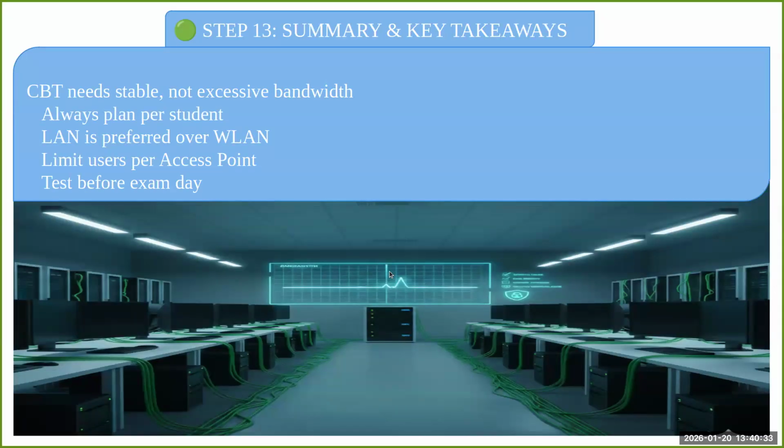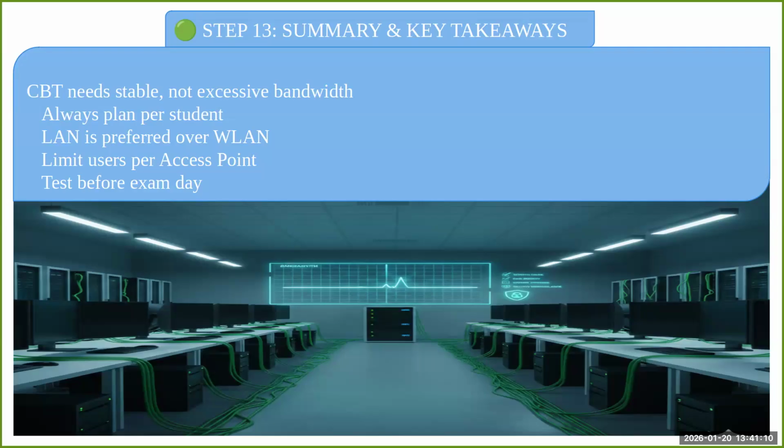Now, summary and key takeaway. CBT needs stable, not excessive bandwidth, but stable. Always plan per student. LAN is preferred over WLAN, but in our case, we must have WLAN because we are going to use the classes. Limit users per access point. Do not share one access point for 2 classes. If you share it for 2 classes, based on our class population, 30, that's 60. You're on your own. I didn't send you to do that. Maximum 30.